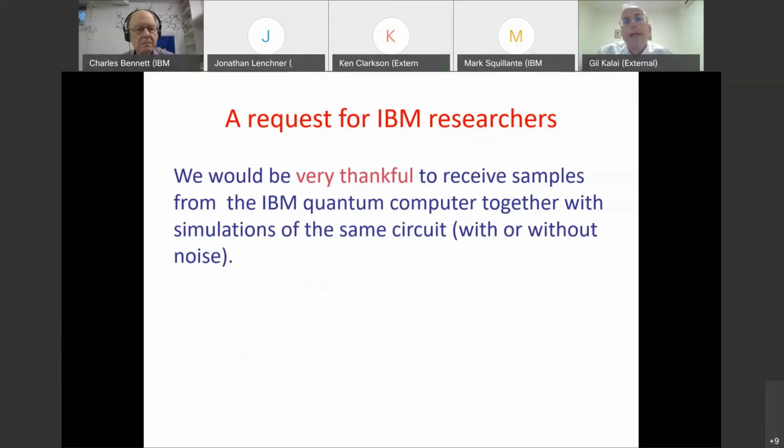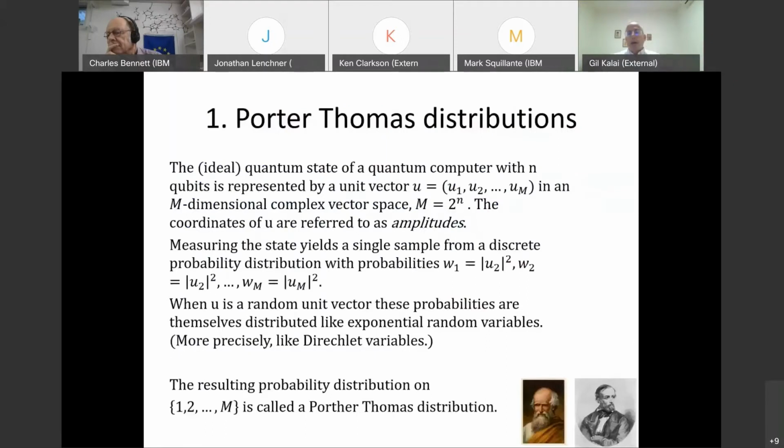Before I start, let me make a request for IBM researchers. We would be very grateful to receive a sample from the IBM quantum computer, together with a simulation of the same circuit, with or without noise. It is very helpful for us to have samples from the quantum computer along with simulation, either noiseless or even with noise, of the same circuit. We would be very thankful for such data. We will be happy to collaborate or just to receive the link. Okay, so let's move to the issue.